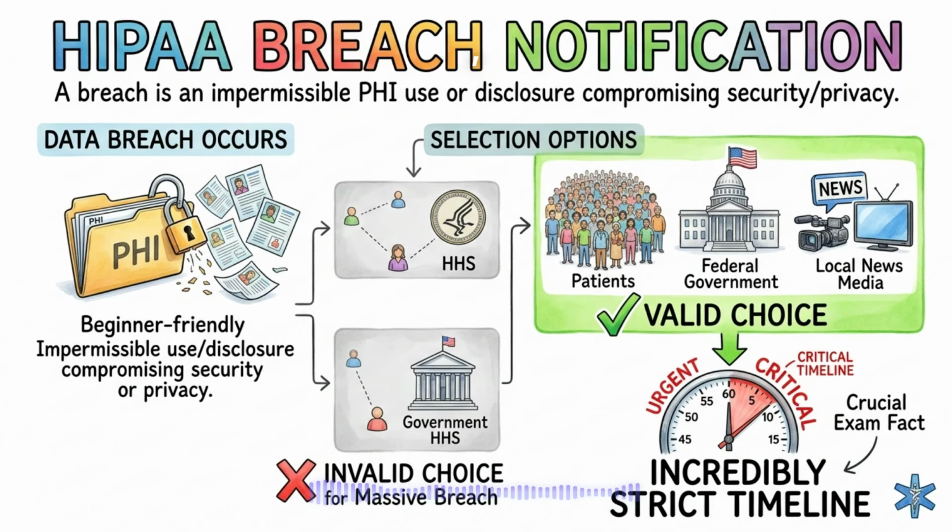Despite all these safeguards, data breaches still occur. Which brings us to the HIPAA breach notification rule. A breach is defined as an impermissible use or disclosure under the privacy rule that compromises the security or privacy of the protected health information. If a breach occurs, the hospital is legally required to notify the affected patients, the federal government, and sometimes even the local news media, depending on how many patients were impacted. The exam expects you to know that the timeline for reporting a massive breach is incredibly strict.